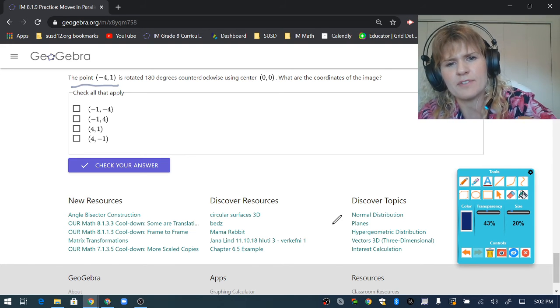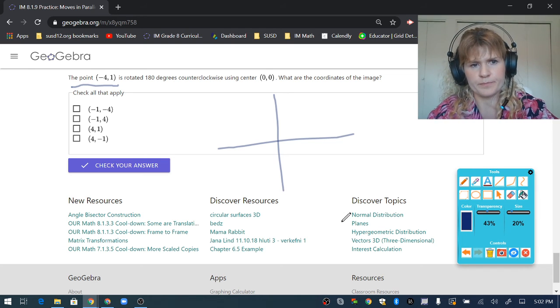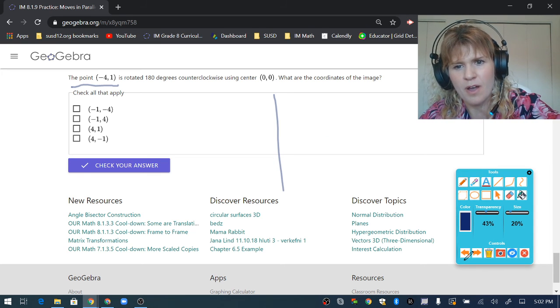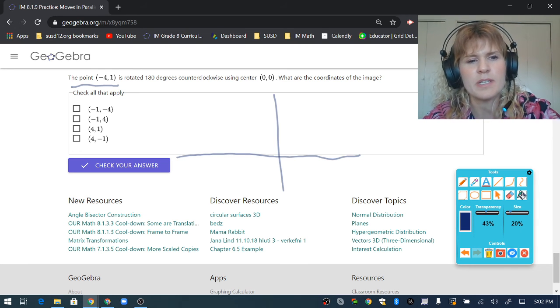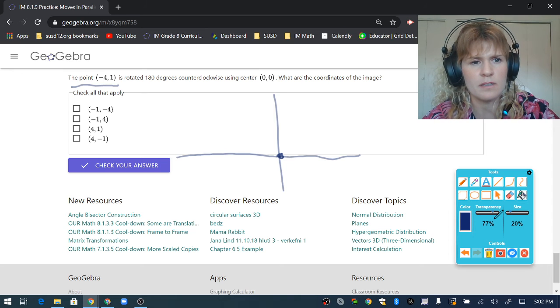Well, we're going to have to visualize this one. Let me draw the coordinate plane. Wait, that's a little crooked. Let me fix that. Oh, you know what? I'll try to use this line here. There we go. This is the coordinate plane, and center point 0, 0 is here.